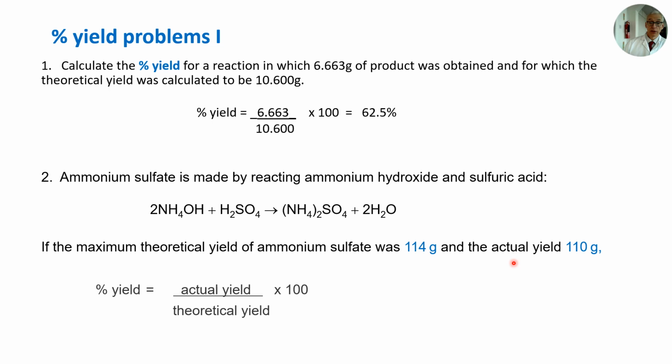So I'm going to reveal, remind you of the formula, actual yield over theoretical yield. So 110 divided by 114 times 100 comes to 96.5%.